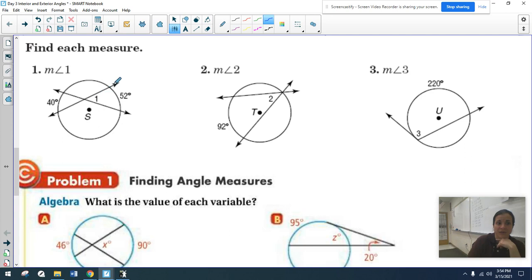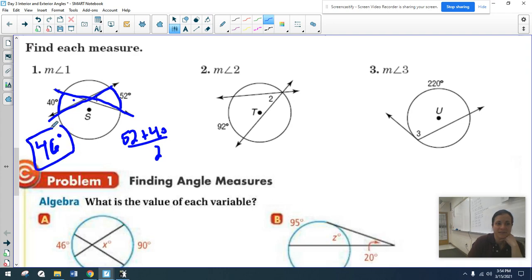So what you're supposed to do is take the two arcs that angle makes. This angle makes this arc here. The same angle on this side makes that arc there. So you just take them, add them, and cut them in half. That's all you got to do. So I got 92 divided by 2, which is 46 degrees.